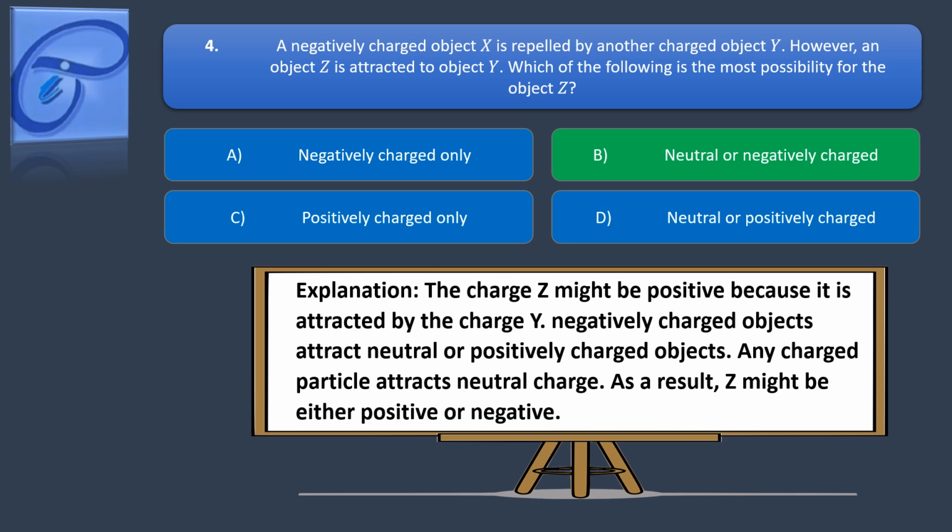The charge Z might be positive because it is attracted by the charge Y. Negatively charged objects attract neutral or positively charged objects. Any charged particle attracts a neutral object. As a result, Z might be either positive or negative.